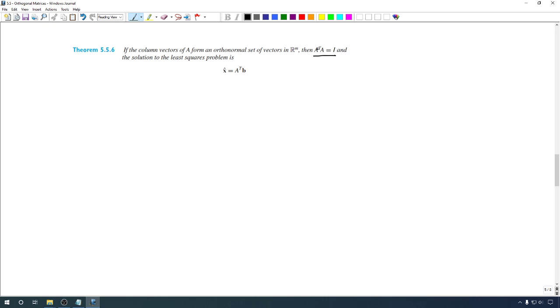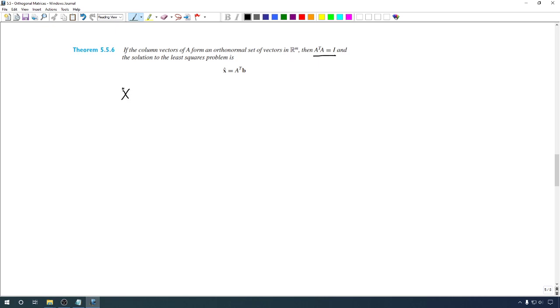It's just that we're not multiplying together a square matrix. We're not using square matrices here, so we can't talk about them being invertible. And we don't get the other direction either. A times A transpose is not going to be the identity. But this does simplify things.